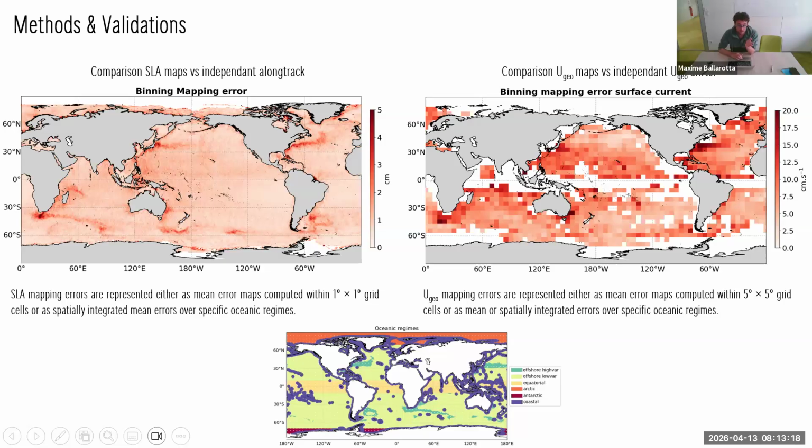We also isolate the metrics in various oceanic regimes, such as offshore high variability region, offshore low variability region, coastal region, and the equatorial or polar region. So that's the kind of classical assessment that we perform on this global map.